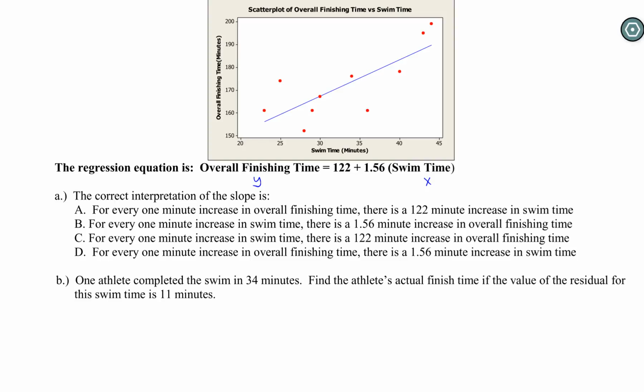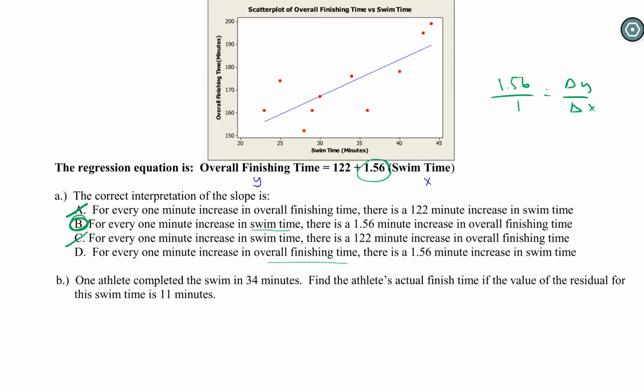All right, so first A has us interpret our slope. We know immediately our slope is the thing multiplying by x, so we should be able to get rid of A and C. And the only difference between B and D is, again, which variable is my x and which one's my y. We know x goes with the 1, right? Because 1.56 over 1 is my change in y over my change in x. So a change in x is swim time, which means B has to be the right answer.